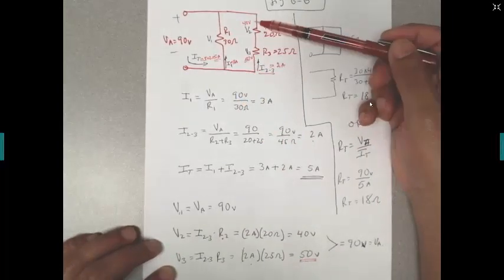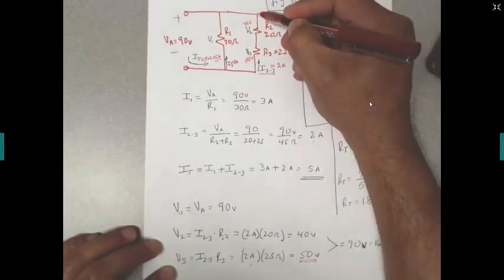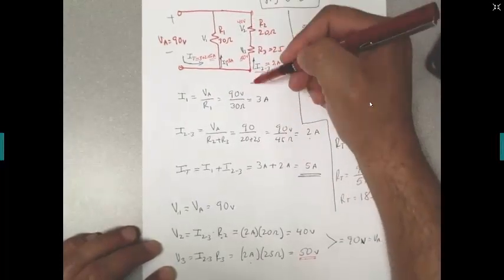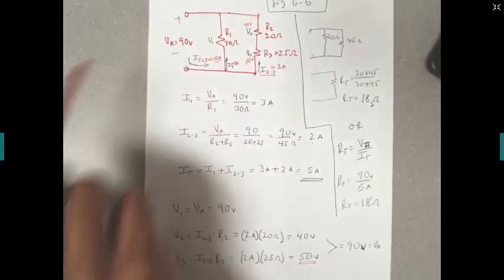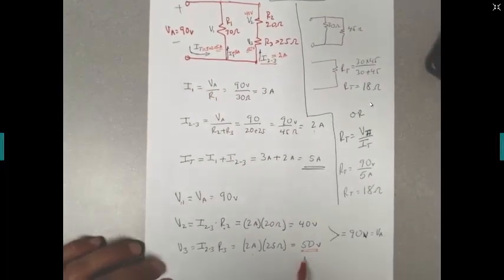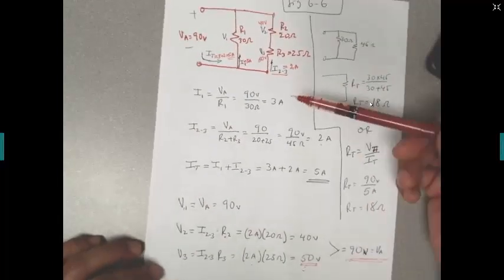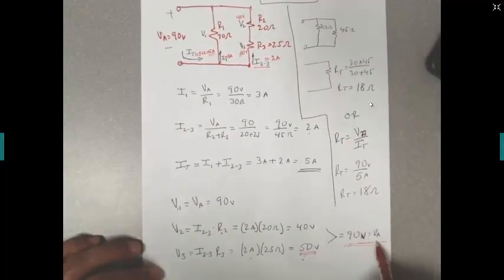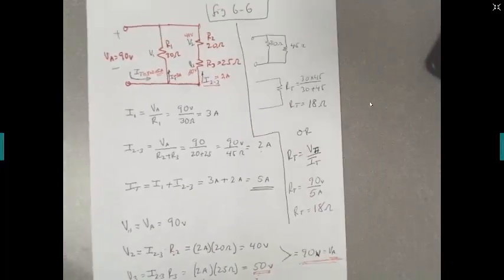Okay, and if we add them together, 40 plus 50, that gives you 90 volts. Across this branch is 90 volts, which is the same across this one, and it's the same as the source, right? That 40 plus 50 gives you the 90 volts across this branch, which is the same as the 90 volts of applied voltage.